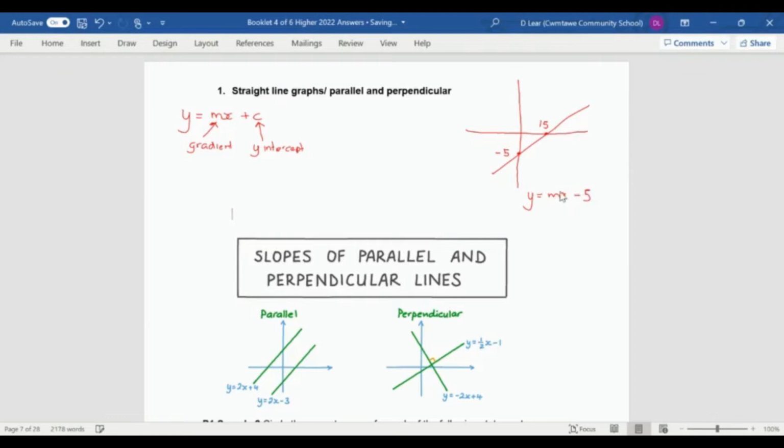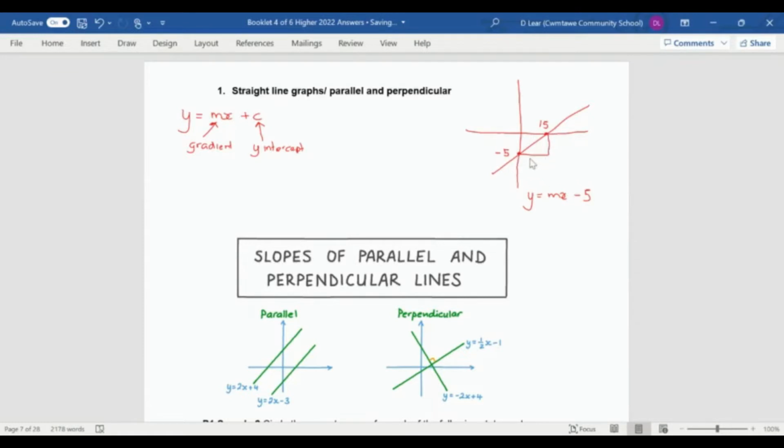Now, how do I work out the gradient? To work out the gradient, I need 2 nice points on the line. Well, I've deliberately given you 2 nice points. I've got this one and this one. Once you've got 2 nice points, okay, you go along and up to that point there, right?